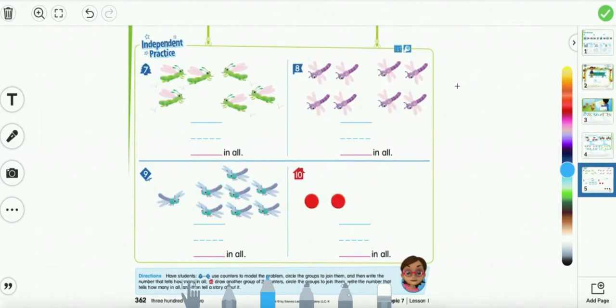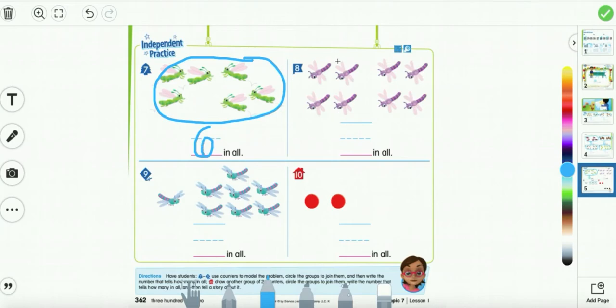Next, we're going to look at number 7. We're going to circle the groups to join them and then write the number that tells how many in all. So let's circle. Here we have a group of 3 and another group of 3. We're going to circle them both together. Let's see how many insects we saw. 1, 2, 3, 4, 5, 6. We saw 6 in all.